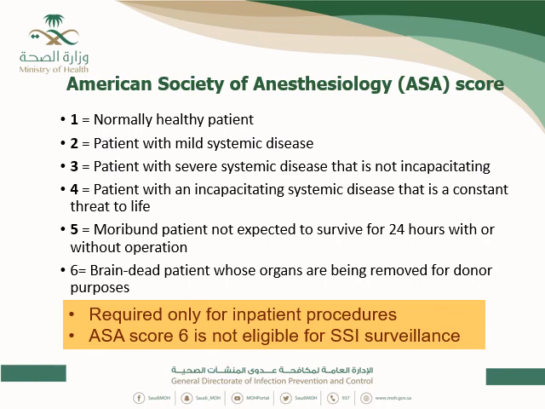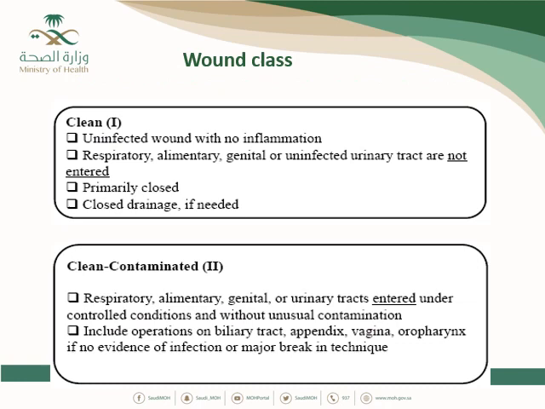without the operation. For the wound class, we have four classes: clean, clean contaminated, contaminated, and dirty. Clean is an uninfected wound. If the surgery is done, make sure that the respiratory system, alimentary tract, genital system, or urinary tract are not entered, and it's primarily closed. We have this type in surgeries like hysterectomy and C-section, for example.